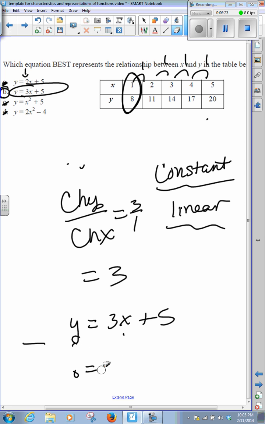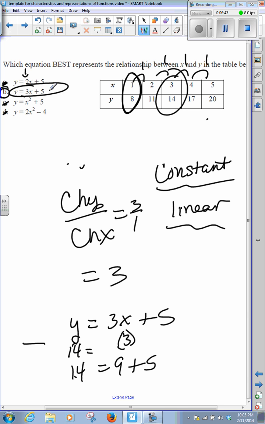Never hurts to double check your answer. So I'll check this 3 and 14. Because my x value is a 3, I'm going to put in a 3 for x. My y should be a 14. So 3 times 3 is 9. 9 plus 5 is in fact 14. So that's another reason that I know that B is my answer.